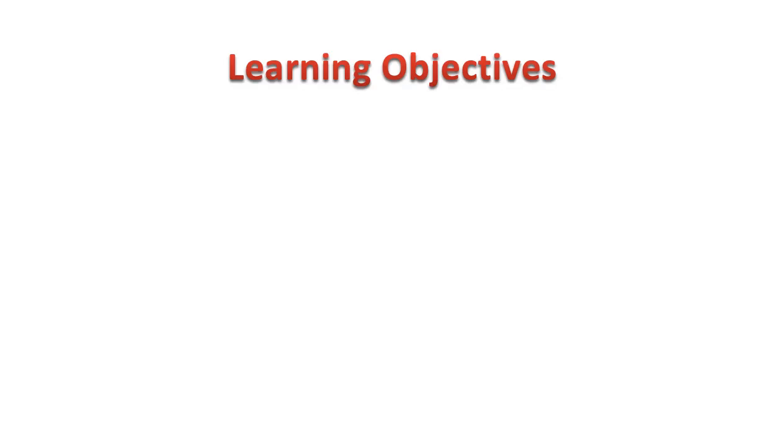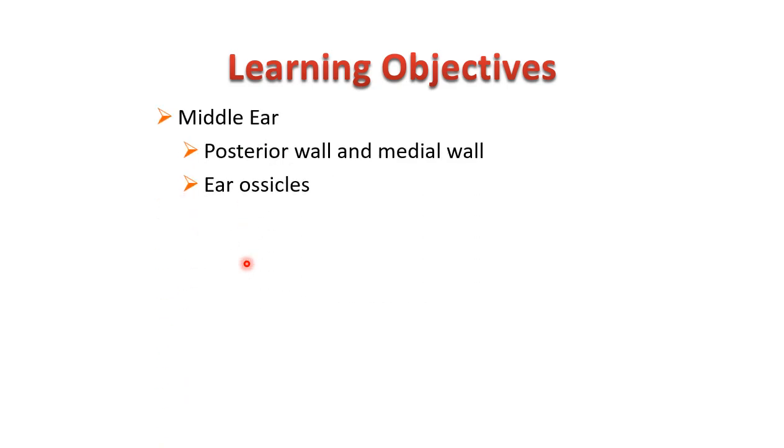In today's session, we are continuing with the ear. In the second part, our learning objectives for today will be mainly on the other aspects of the middle ear cavity. We had stopped with the middle ear cavity discussing the roof, floor, anterior wall and the lateral wall. Now we will be continuing in this class with the features on the posterior wall and the medial wall.